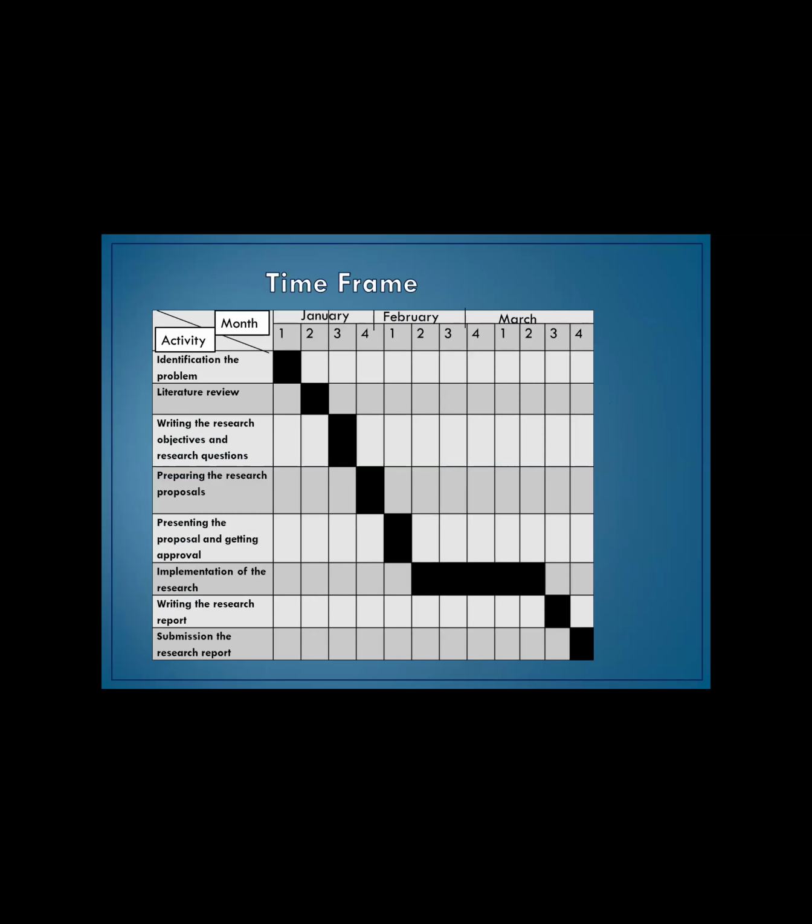This is the time frame. In the first week of January, I identify the problem. Then in the second week of January, the literature review. Then I'm going to write the research objectives and research questions in the third week of January. Then preparing the research proposal, presenting the proposal and getting approval in the first week of February.